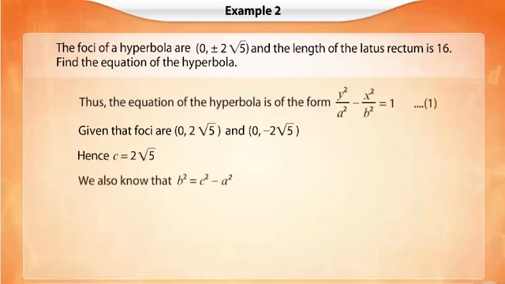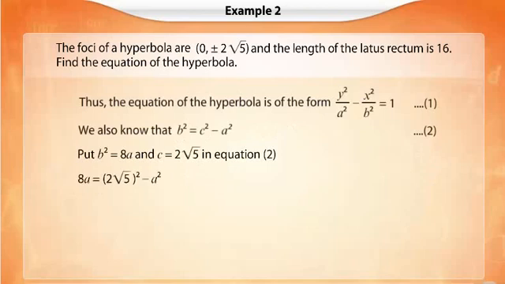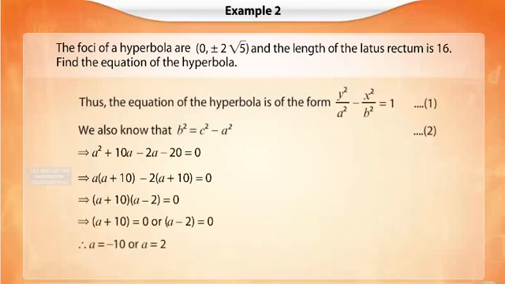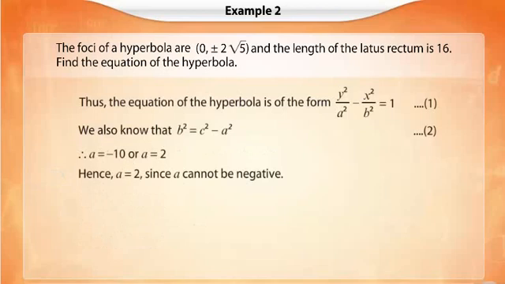Recall the relation between the length of semi-transverse axis, semi-conjugate axis, and the distance of focus from the center. Call this equation 2. Substituting the appropriate values and simplifying, we get a square plus 8a minus 20 equal to 0. On further simplification, we get the values of a as minus 10 and 2. But a cannot be negative since it is a length. Thus a is equal to 2.